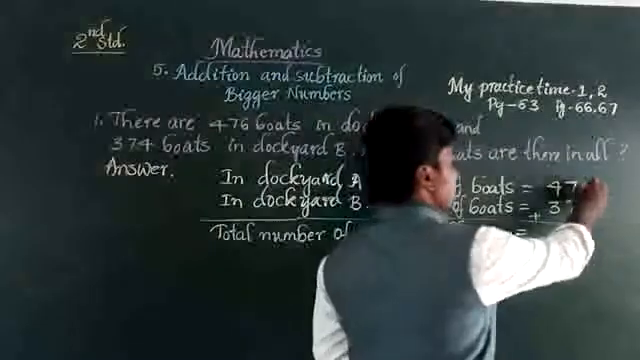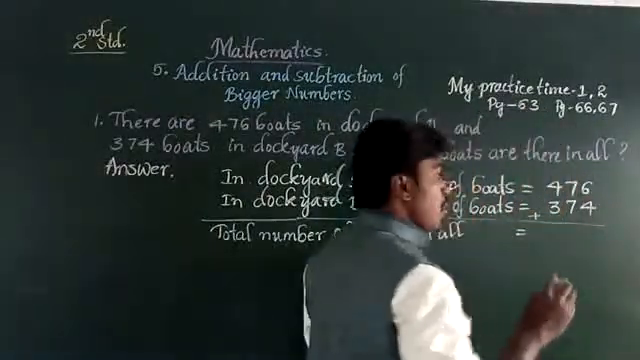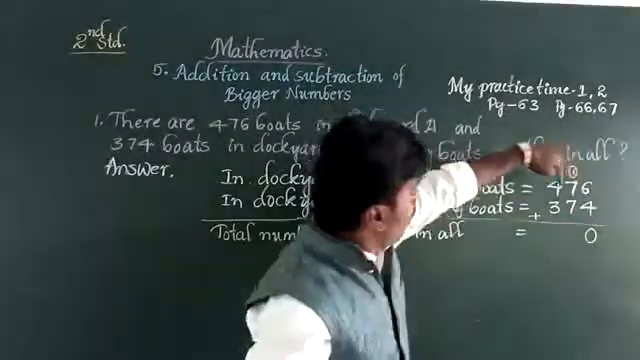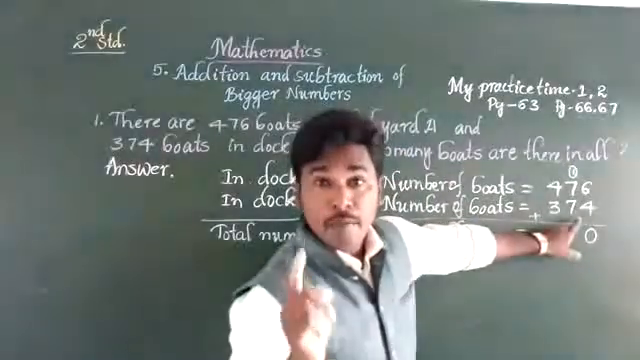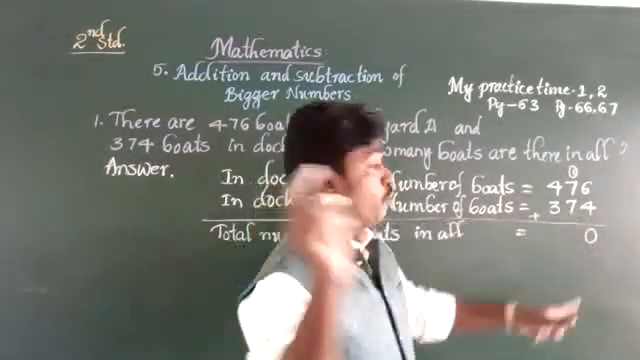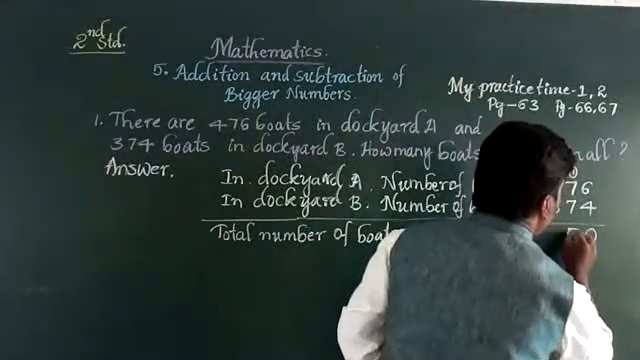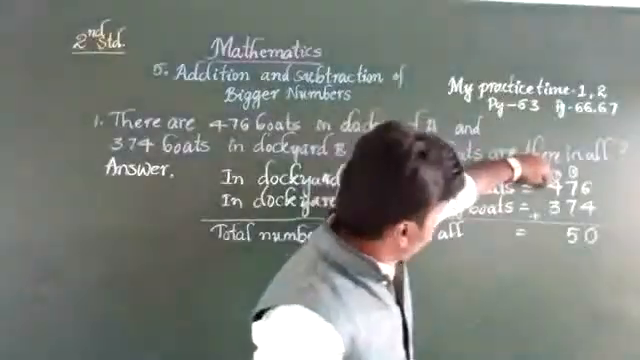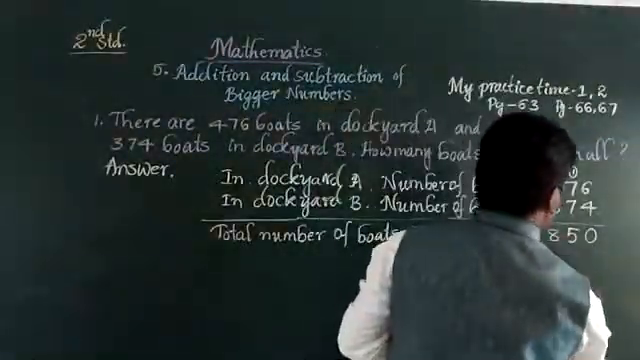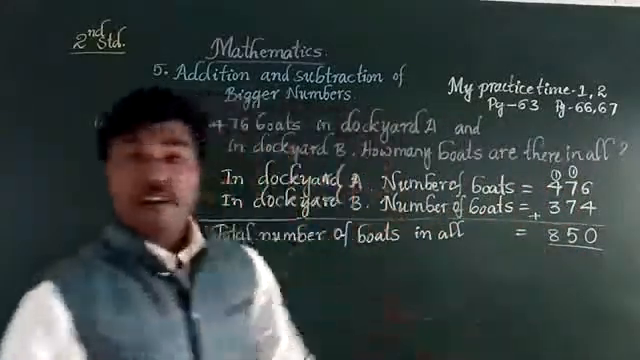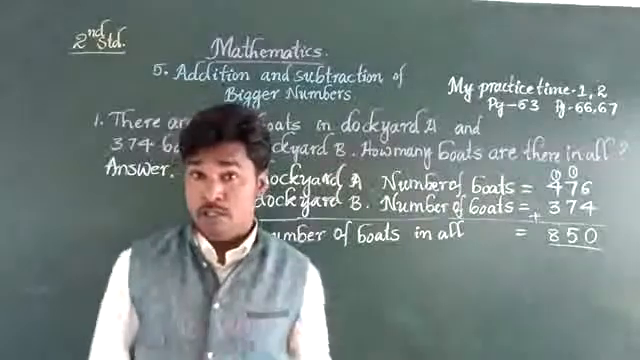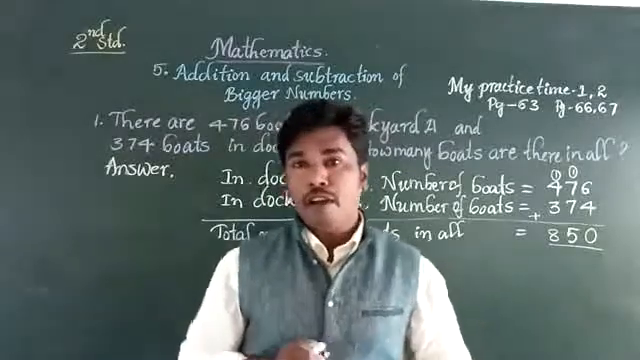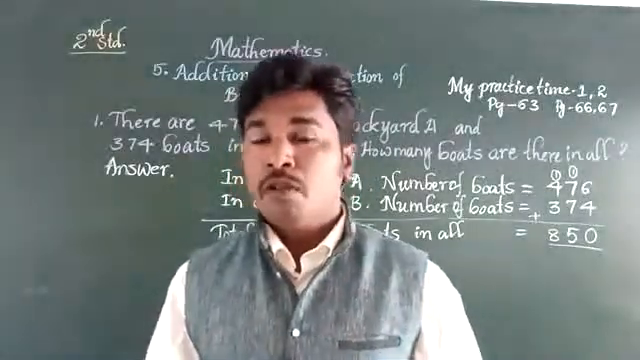Once again, 6 plus 4 becomes 10. Write 0 here. 1 should regroup. 1 plus 7, 8. 8 plus 7. How much did you get? You got 15. 5 should be written here. 1 regroup. 1 plus 4 becomes 5. 5 plus 3 becomes 8. So, how many boats are there? 850 boats are there in all, in both duckyard A and duckyard B. So, this is an addition problem.